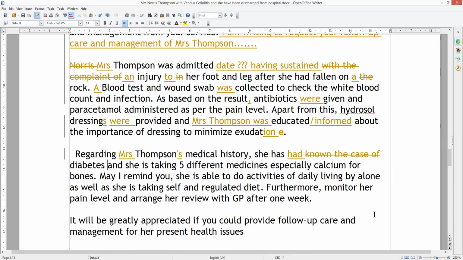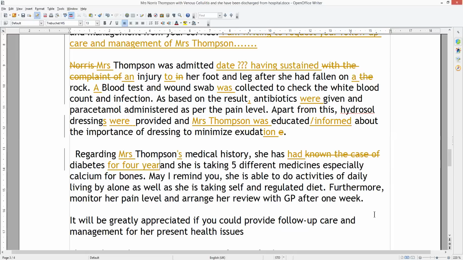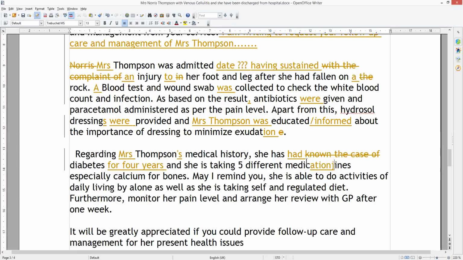2015. She has had diabetes for 4 years, and she is taking 5 different. Now, would we say medicines or medications? I suppose you could say medicines, but you could use it like a compound noun, a medication. She is currently taking 5 different medications, a special calcium for bones.